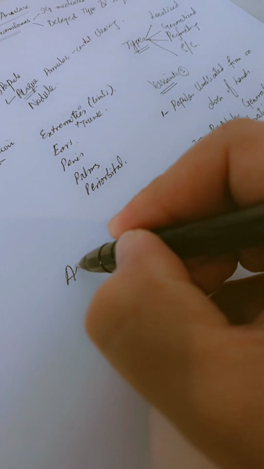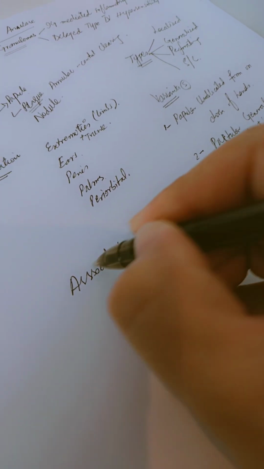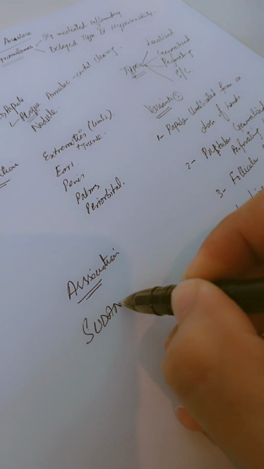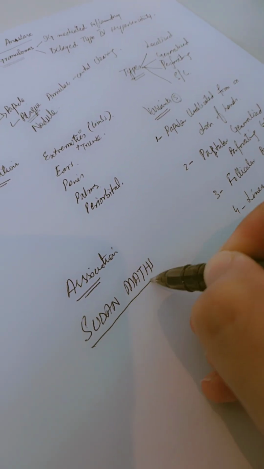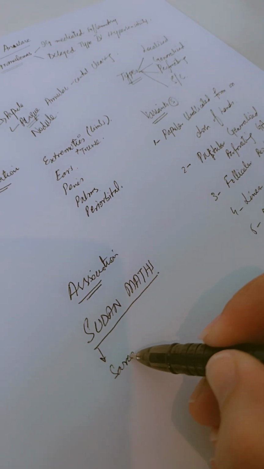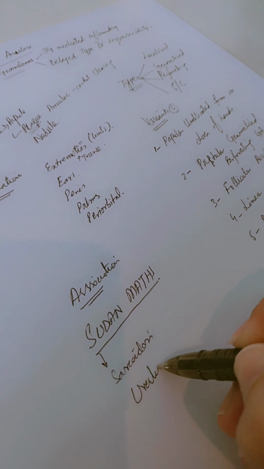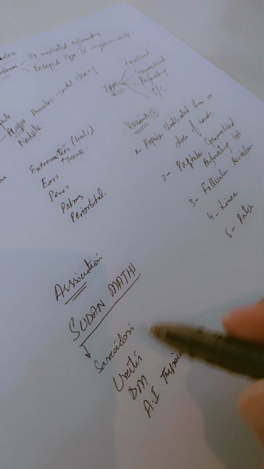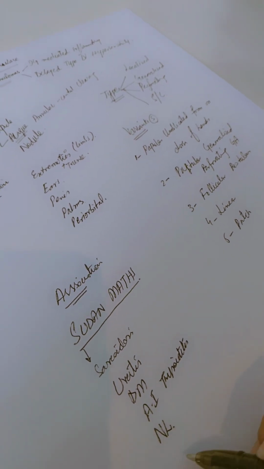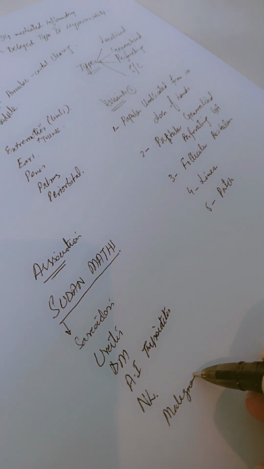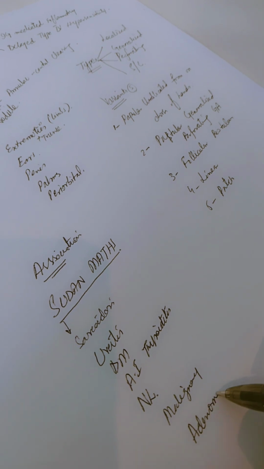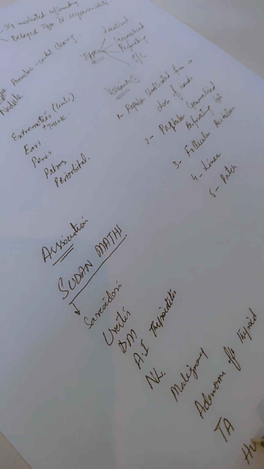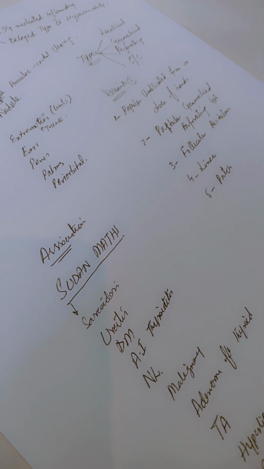Talking about the associations of granuloma annulare, there is a mnemonic. It's a silly mnemonic, but you can remember these associations very easily by it. This is SUDAN MATHS. S for sarcoidosis, U for uveitis, D for diabetes, A for autoimmune thyroiditis, N for necrobiosis lipoidica, and then M for malignancy, A for adenoma of thyroid, T for temporal arteritis, H for hyperlipidemia, and S for scabies.